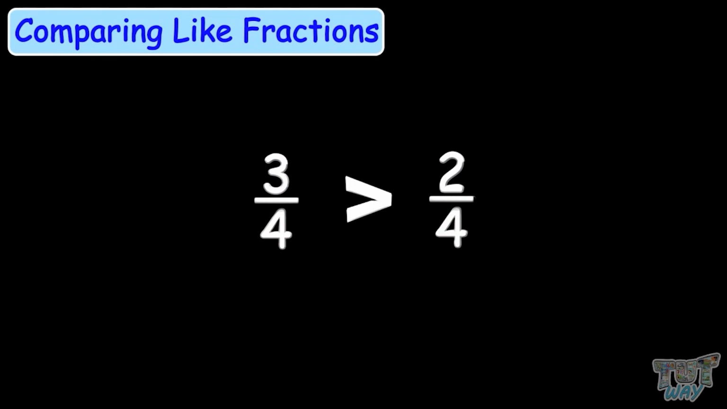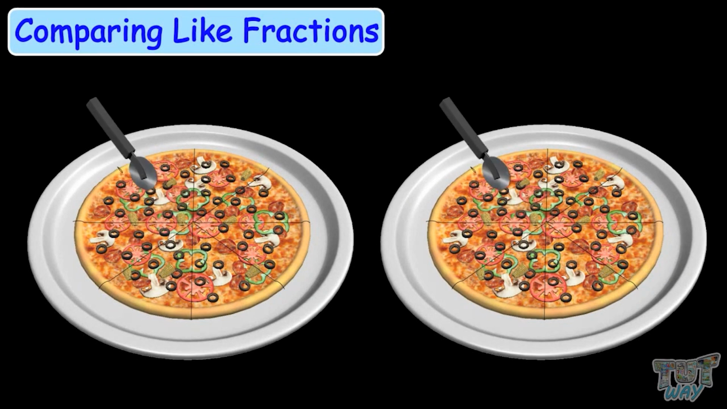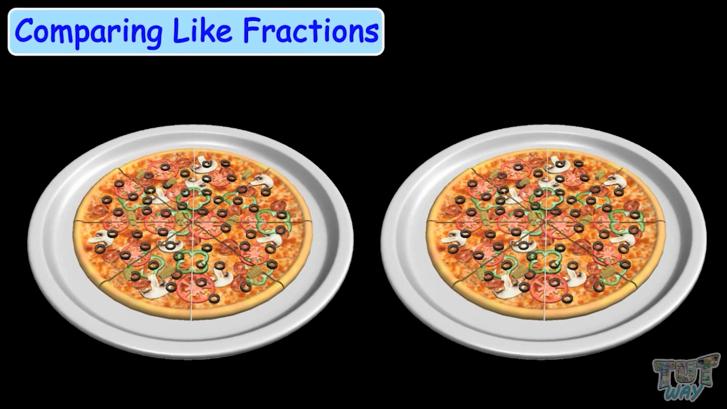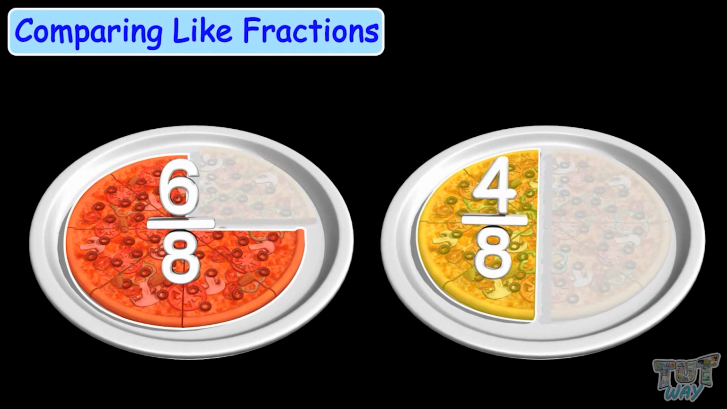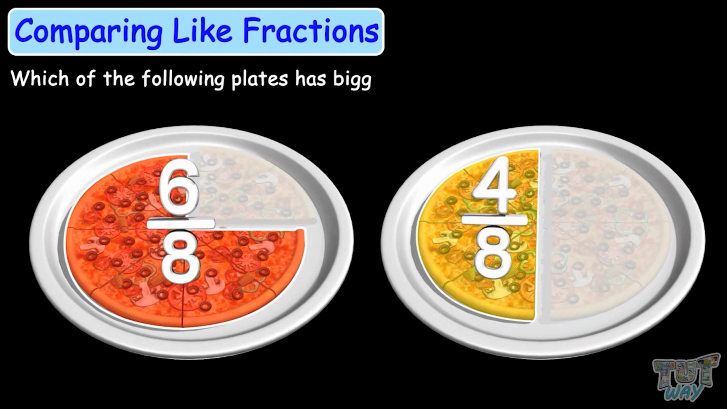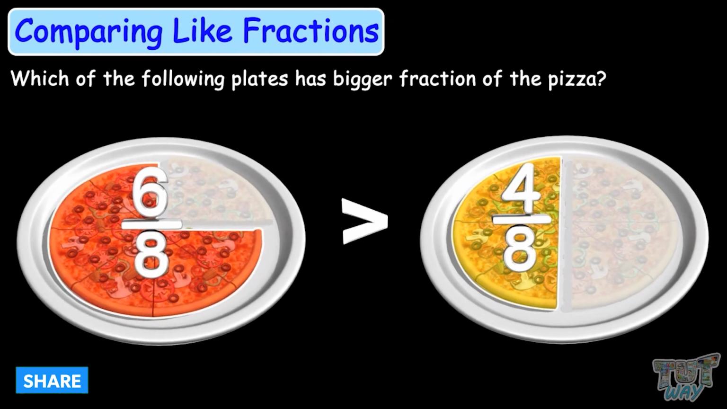Here we have another example. Your mom cooks a pizza and cuts the pizza into 8 equal parts, and she will either give you 6/8 pizza or 4/8 pizza. Now, in which case will you get more pizza? This is 4/8 portion of the pizza. Now again, you can visually compare that 6/8 pizza is more than 4/8 pizza.